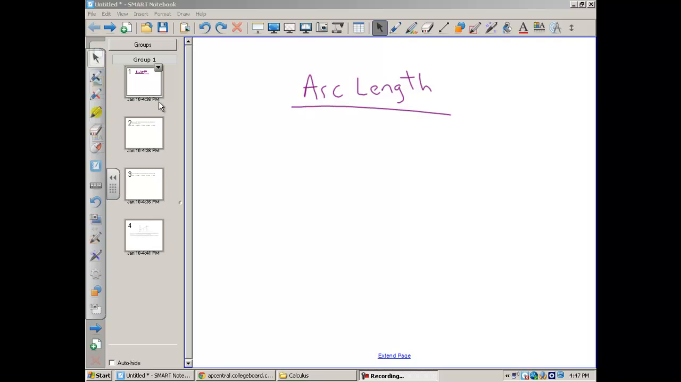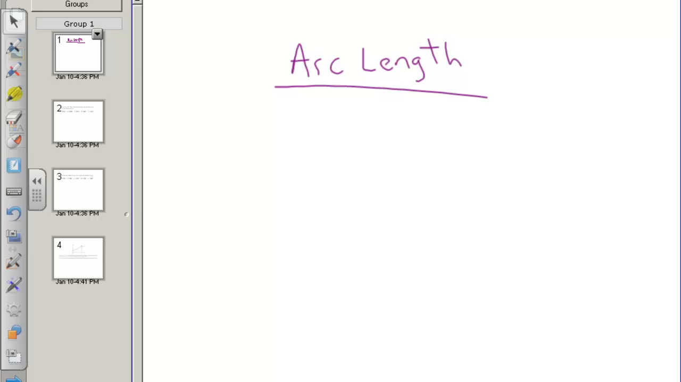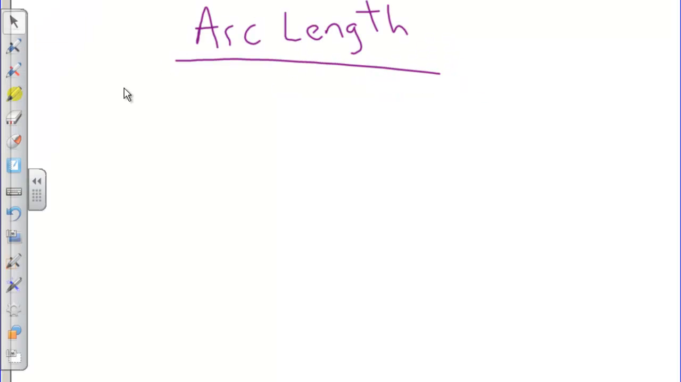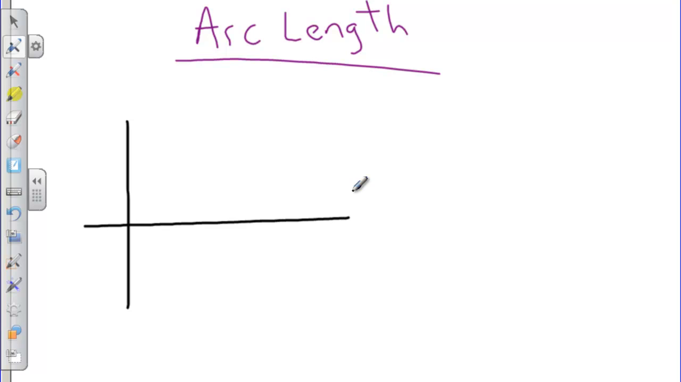Let's first of all develop our arc length formula, and I want to show you where it came from, and then we can get after some of the examples. So let me get a little marker here and a little axis here. I've got to use a little notebook to keep my thing steady. There we go. All right.